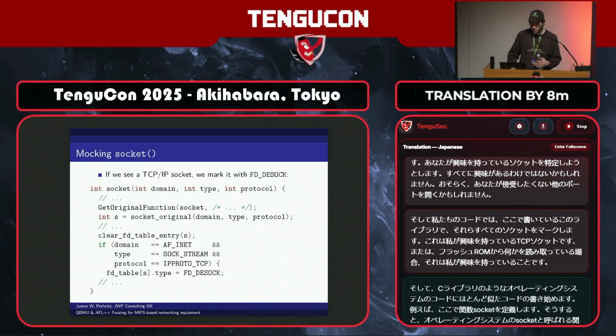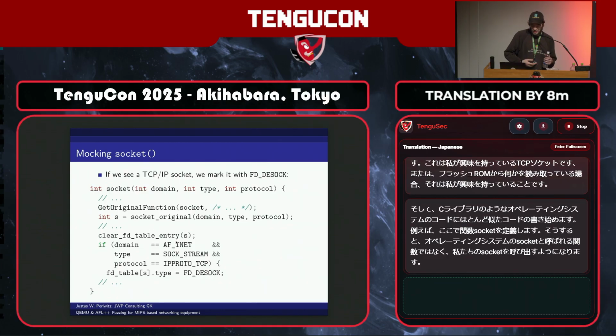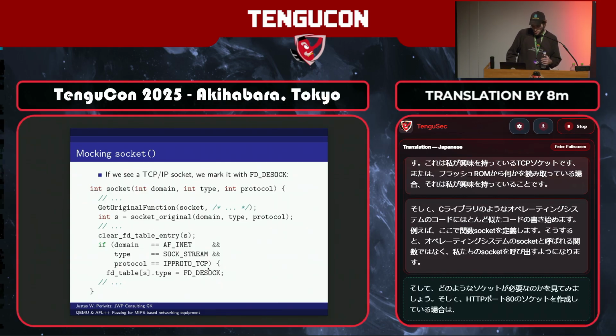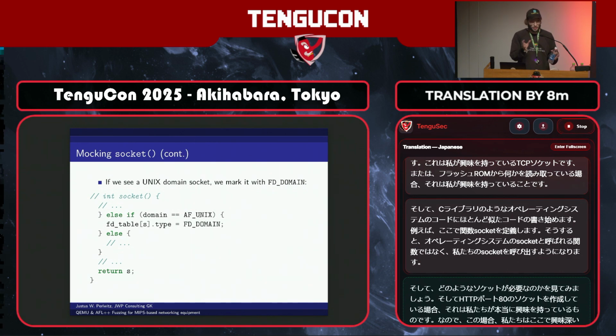And then we try to see what kind of socket it wants. And if it's creating an HTTP port 80 socket, that's the one that we're really interested in. So this one we're just going to mark as interesting right here. And the same for this configuration socket that receives the configuration messages, we mark it.